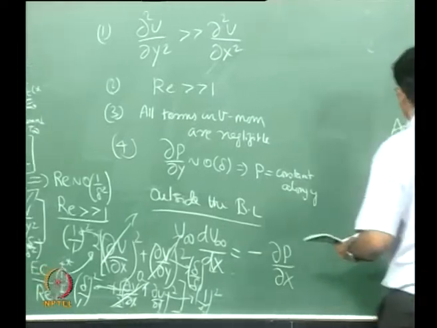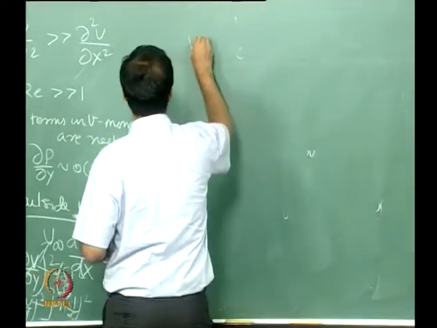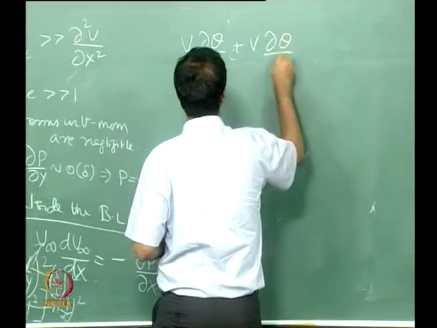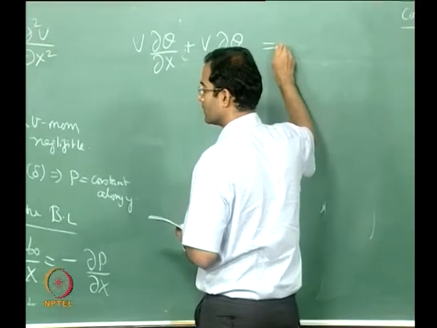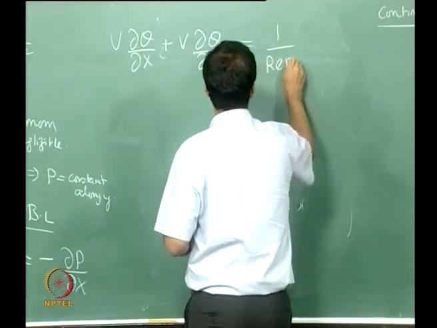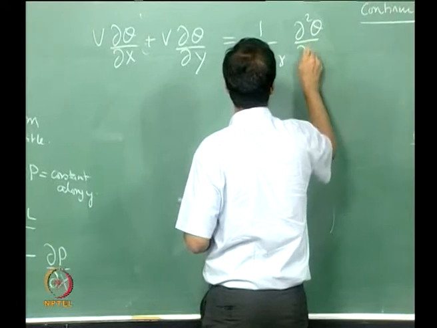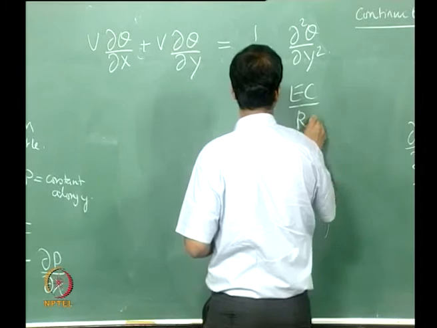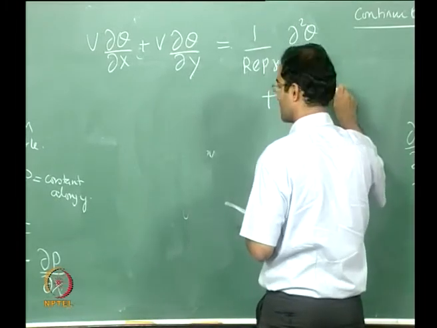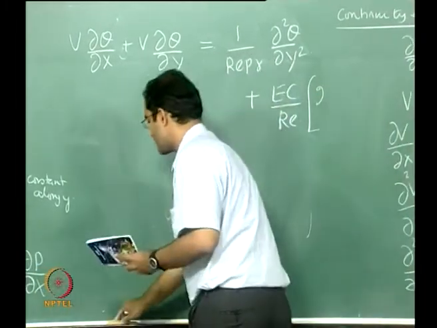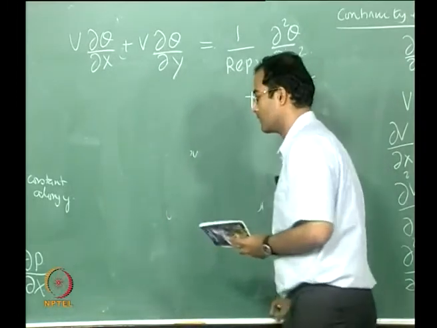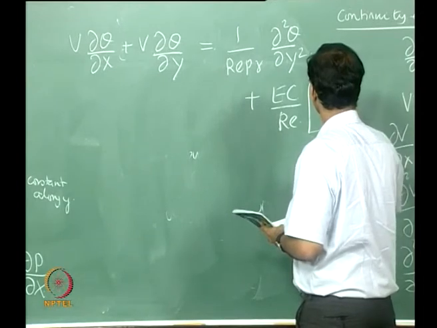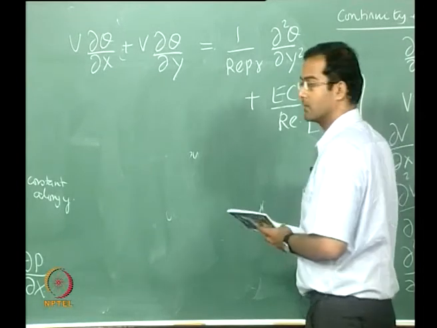you end up with the following equation, which is u d theta by dx plus v d theta by dy will be equal to 1 by Re Pr into the second derivative of theta with respect to y square plus Eckert by Reynolds number times your 2. So 2 by 2 cancels there. What is the only term that is important? du by dy the whole square.